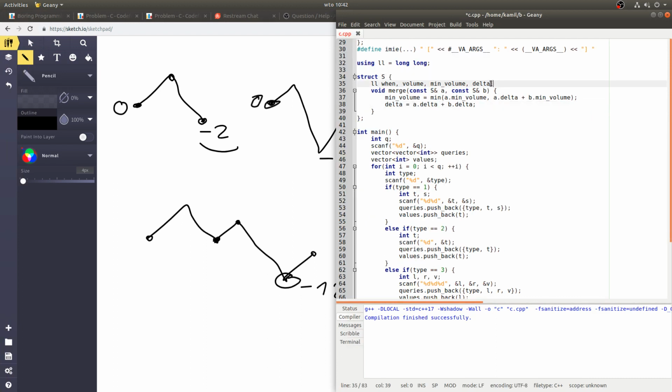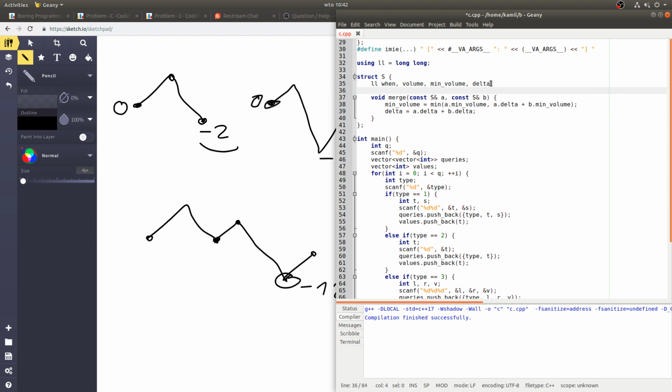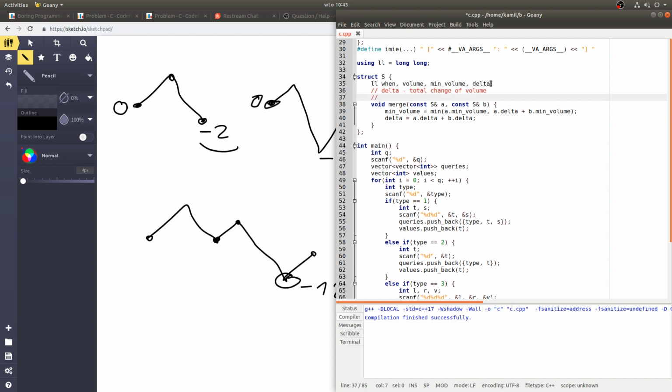So delta is the total change of volume after going through this interval, and minimum volume is the lowest point reached in the process while going through this segment. And then I will think later whether I need them or not, like timestamps.